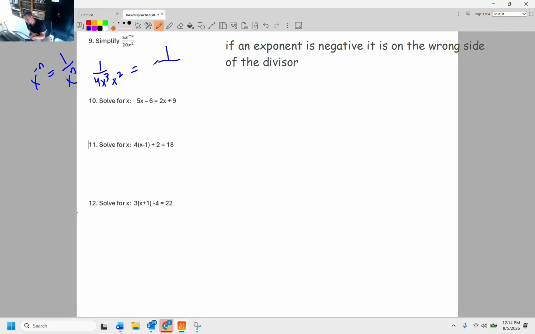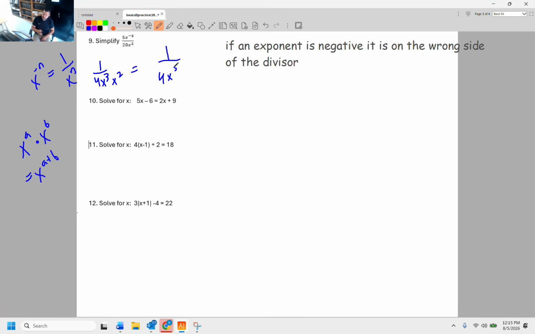Now, you have another rule that's taught to you. It says x to the a times x to the b is x to the a plus b. And yes, Garner taught you that rule. 3 plus 2 is 5. X cubed times x squared is x to the 5th.